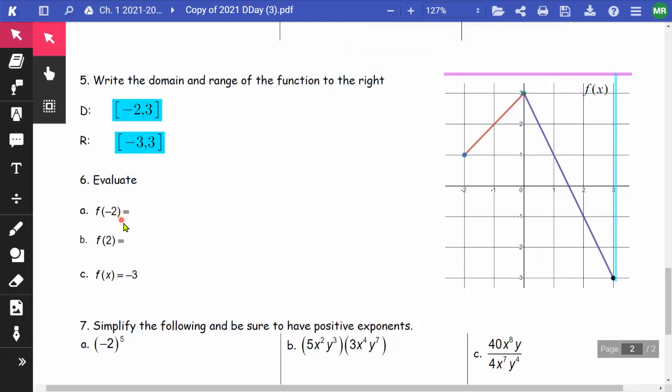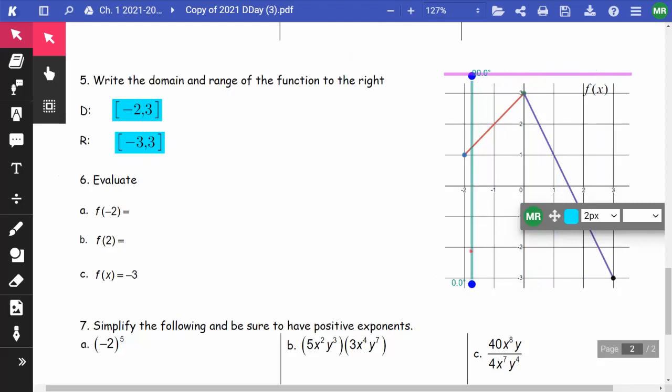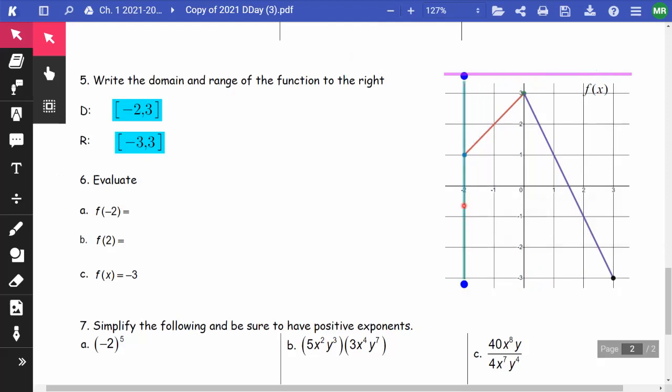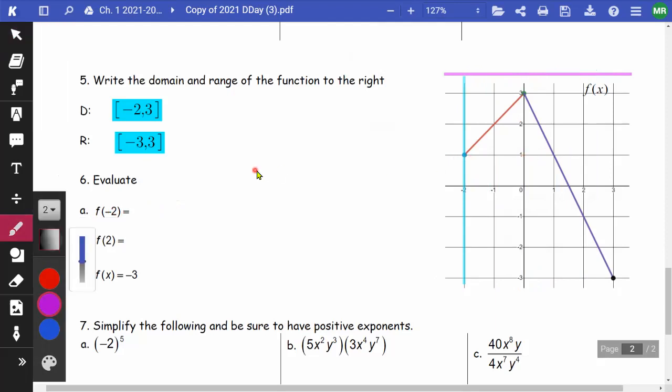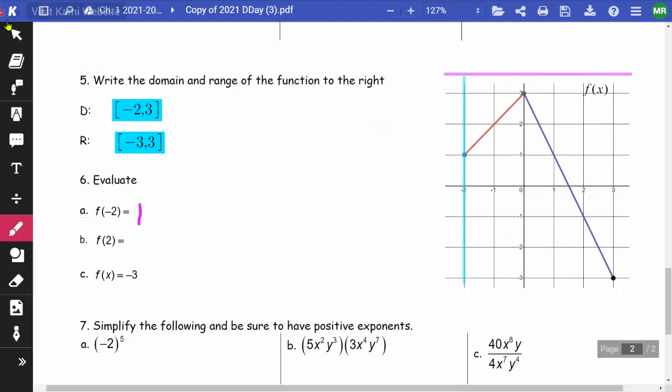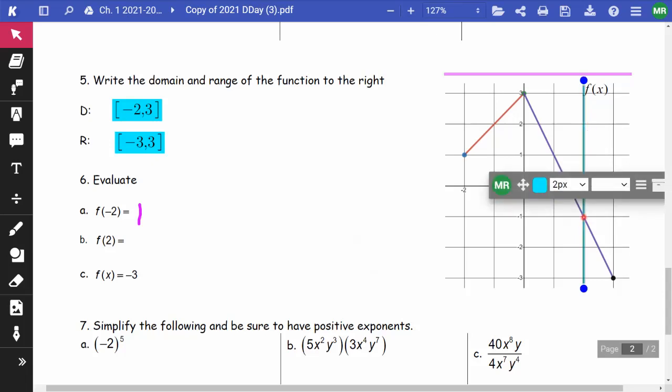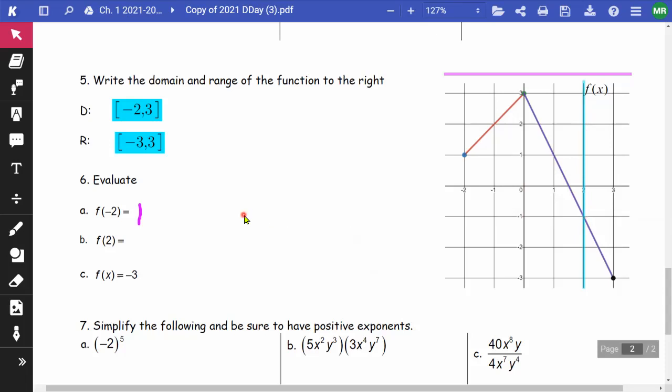Now evaluate f of -2. I want to go to where -2 is on the x. If I move this line to -2, this is everywhere my x is -2, up and down this line. You see that it crosses right here at this point, which is (-2, 1). So I know my input is -2, I want my output, and my output is 1. So I am going to write 1. Now for 2, I'm going to move this line over to 2. This vertical line is showing everywhere where my x is 2. Where does that touch the graph? Right here at -1. So when my x is 2, my output, my y, is -1. So f of 2 is -1.